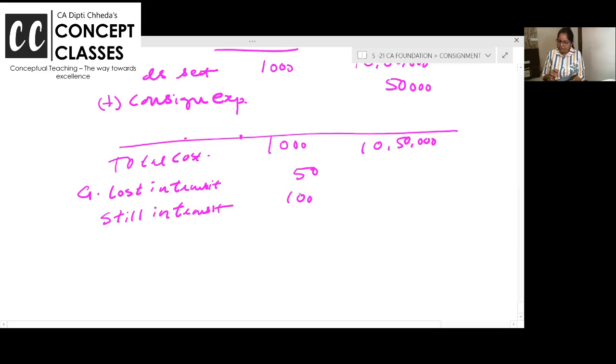50 into 10,50,000 divided by 1,000 is 52,500. And still in transit are 100 into 10,50,000 divided by 1,000, which is 1,05,000. How did this come? Let me explain. For 1,000 units the cost is this much, so each unit is costing 1,050 per unit. Clear to all of you?